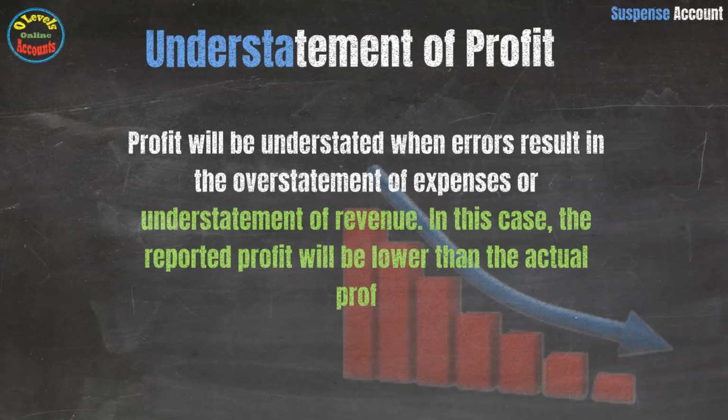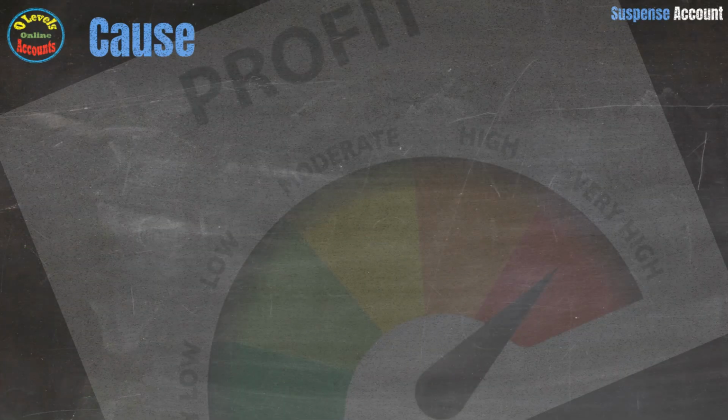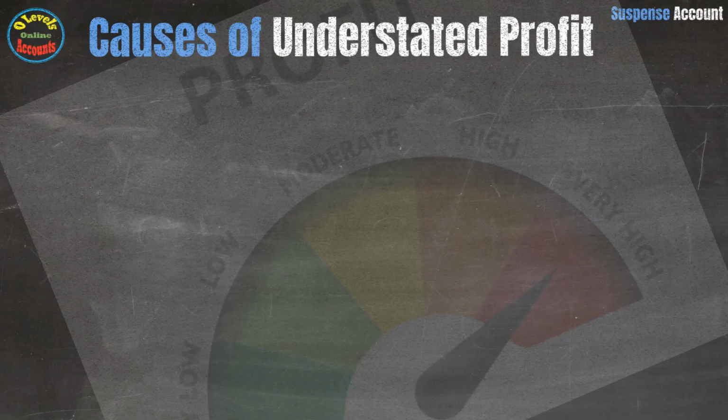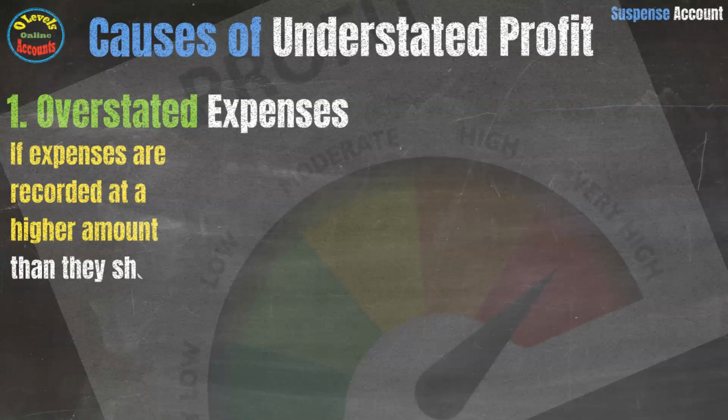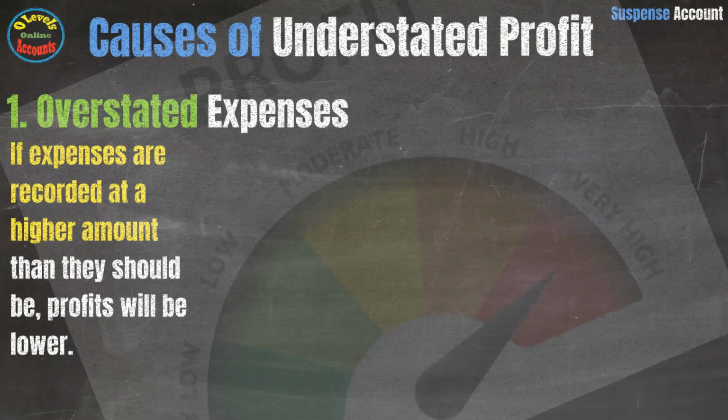Let's check its causes too. Here we will check the causes of understated profit due to errors. The first cause is overstated expenses. If expenses are recorded at a higher amount than they should be, profits will be lower. For example, recording $12,000 for an electricity bill when it was only $8,000 will result in an understatement of profit by $4,000. The second cause is omitted revenue.